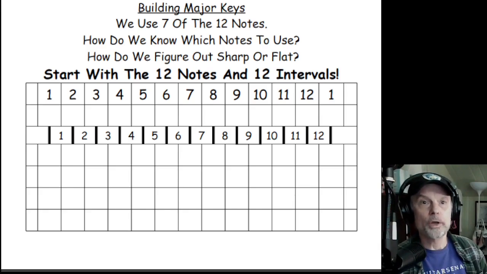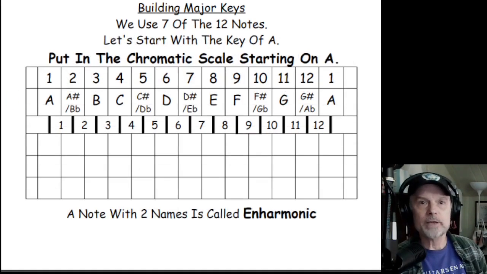First, we always have 12 notes and 12 intervals, as you see here. Remember that we are going to use all 7 notes, and none will repeat. I mentioned in Episode 2, Part 1, that it was necessary to use sharps when building the key of A. Let's find out why. Write down the chromatic scale, starting on the note A and ending on the note A. Notice that a note with 2 names, like A sharp, B flat, is called an enharmonic note.